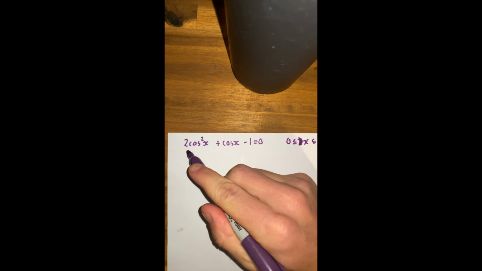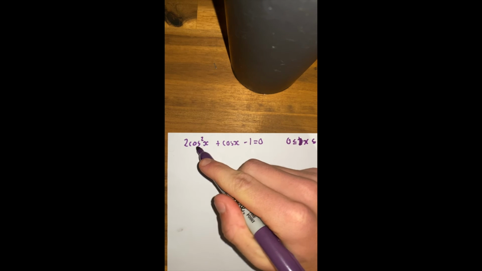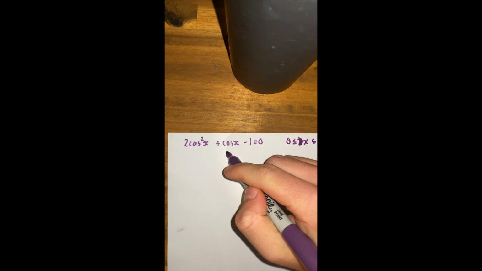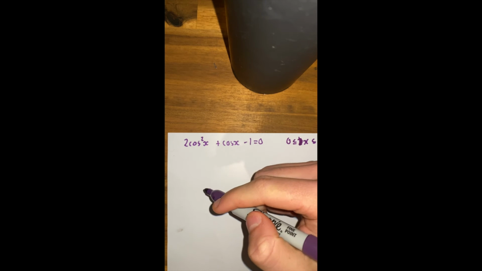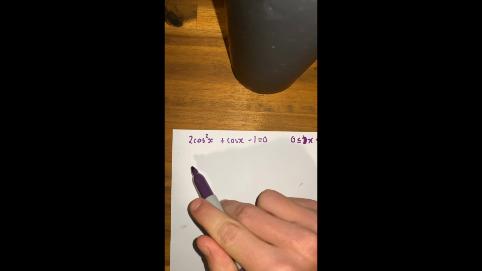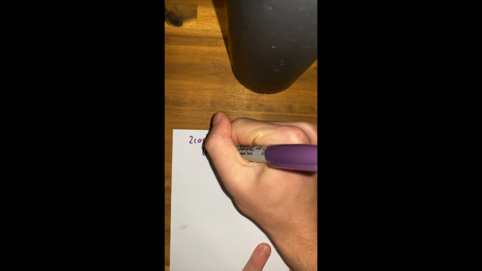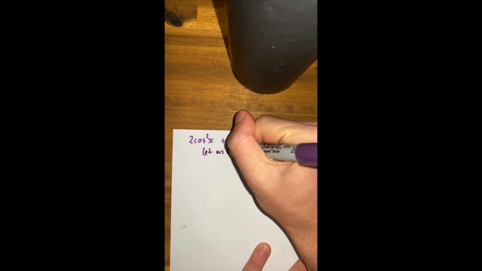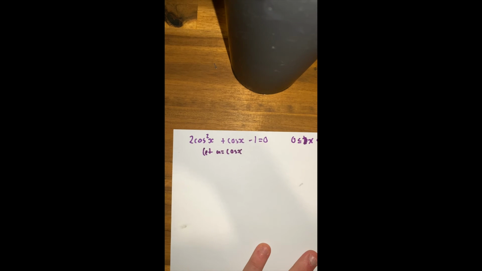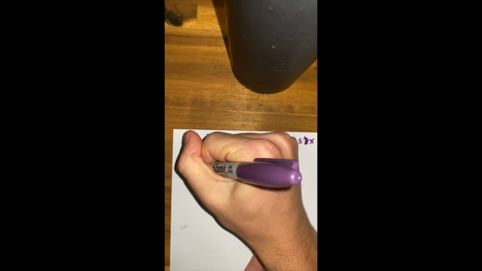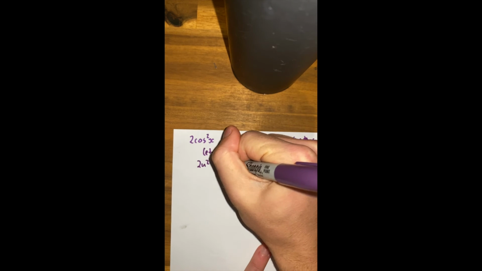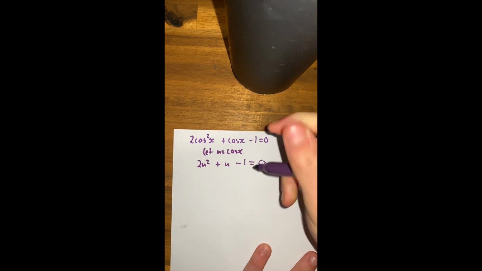Now we can see that cos is being squared, or cos of x is squared here, and it's on its own here. So this is reducible to a quadratic equation. So I'm going to make a substitution. Let u equal cos of x. Now, you don't have to make the substitution, but I think it's easier to see when you make a substitution. So therefore 2u squared plus u minus 1 equals 0.